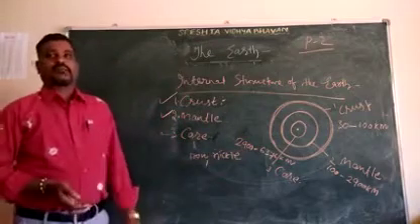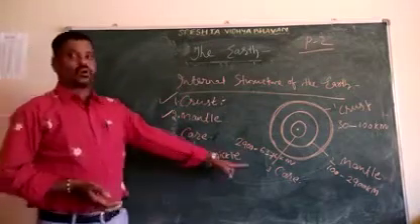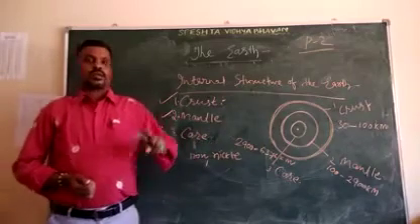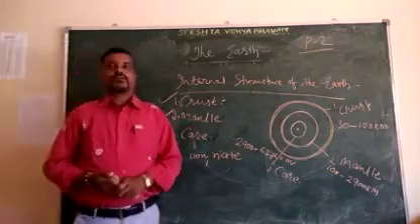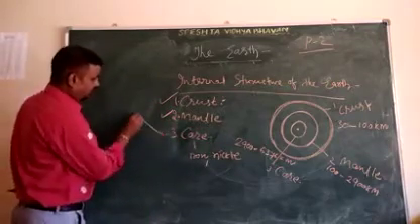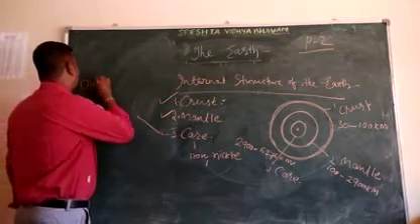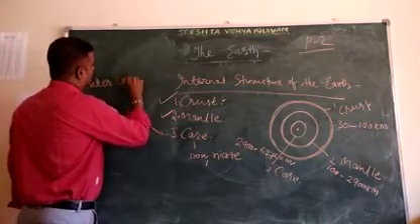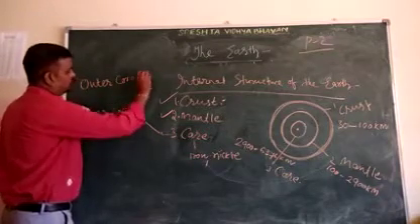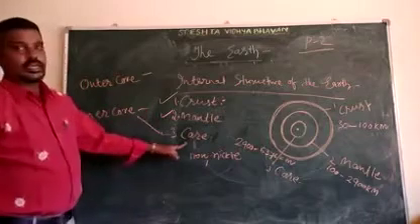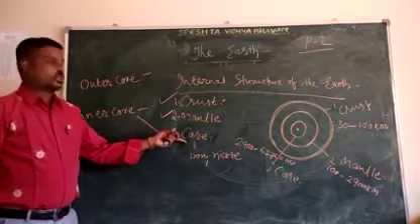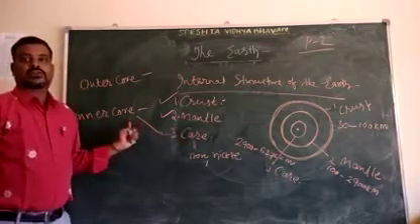The core is divided into two layers, called sublayers. First one is outer core, and second one is inner core. The core is again divided into sublayers.